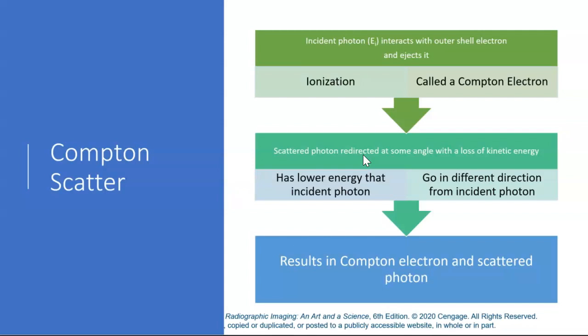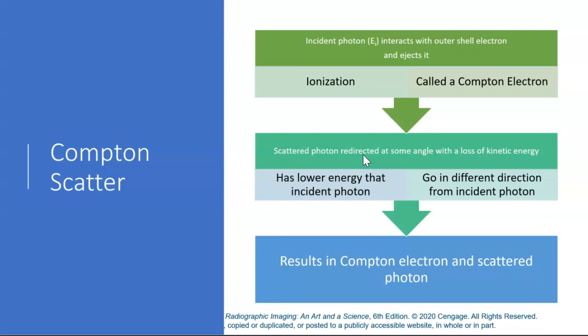When we lose kinetic energy, we can't get rid of energy, so we have to convert it to something, okay? So it's going to give us a photon that has lower energy than the incident photon and goes in a different direction from the incident photon. So it results in a Compton electron and a scattered photon. I'm going to show you a diagram and that's going to make more sense, but I want to talk to you about it first a little bit.